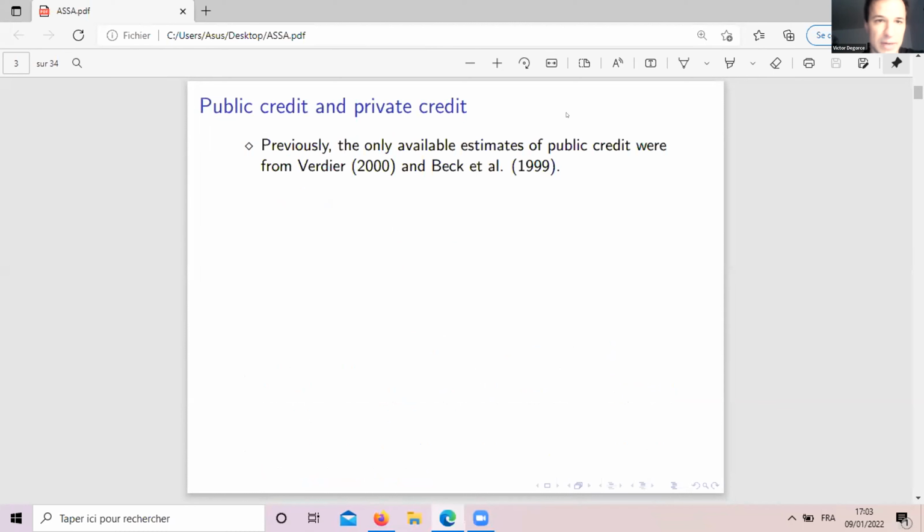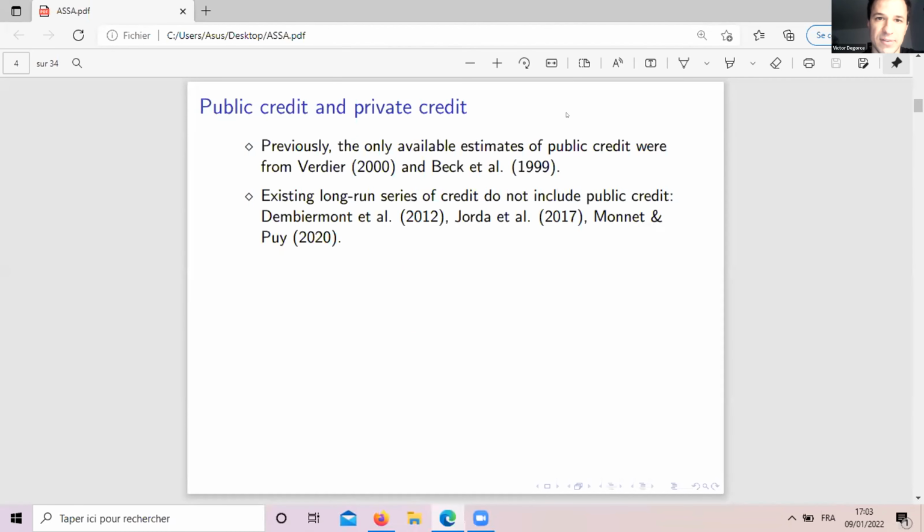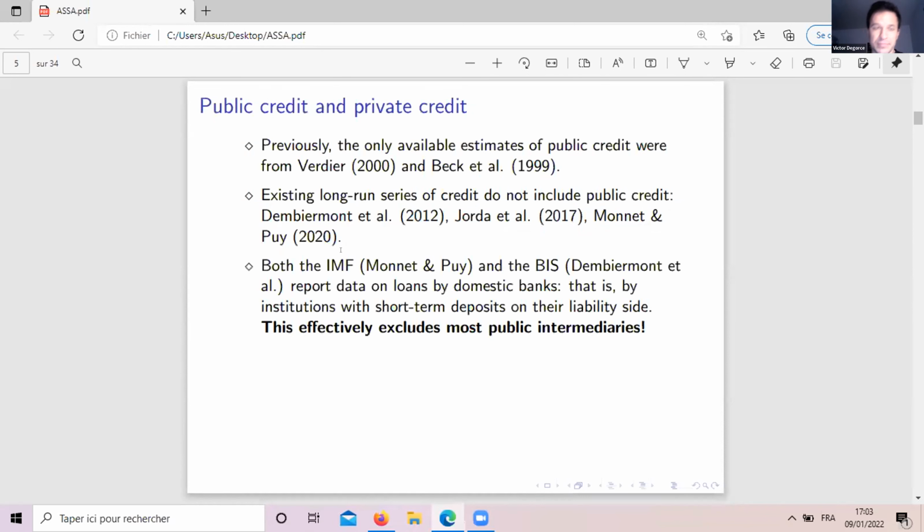So how does public credit relate to existing long-run series of credit? Existing long-run series of credit are generally drawn from the BIS, Dembiermont and co-authors, the IMF, Monnet and Puy, or from the Jordà-Schularick-Taylor database. Public financial intermediaries are overwhelmingly excluded from these databases. And the reason for this is that the IMF, the BIS, and central banks define banks as institutions that have short-term liabilities, and this effectively excludes most public intermediaries.